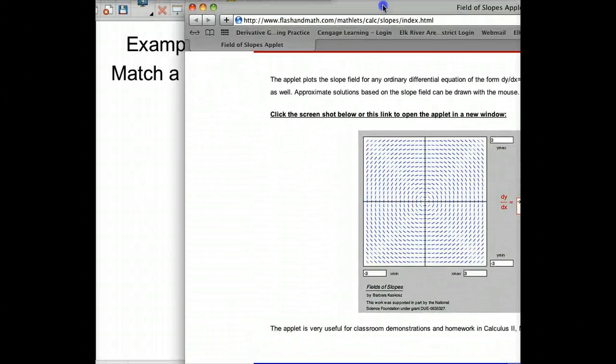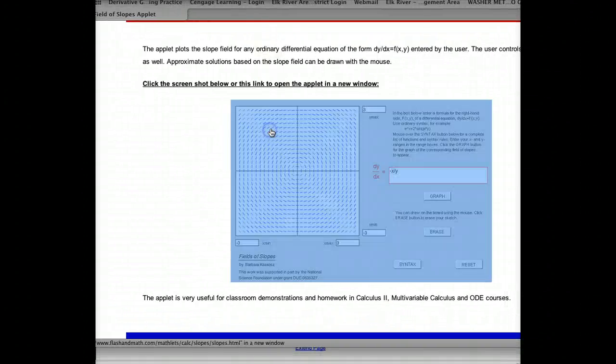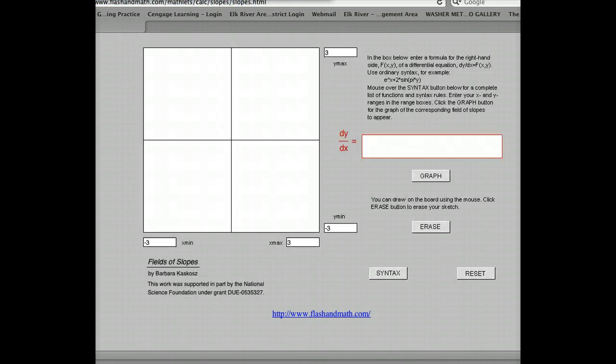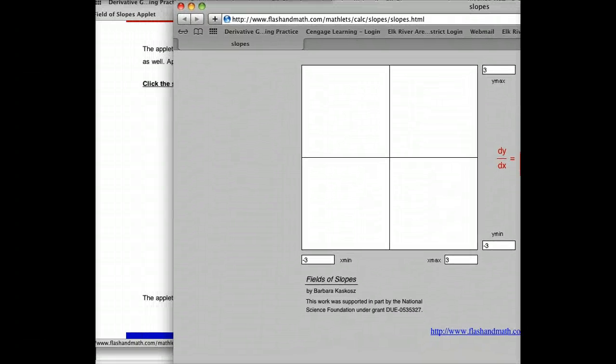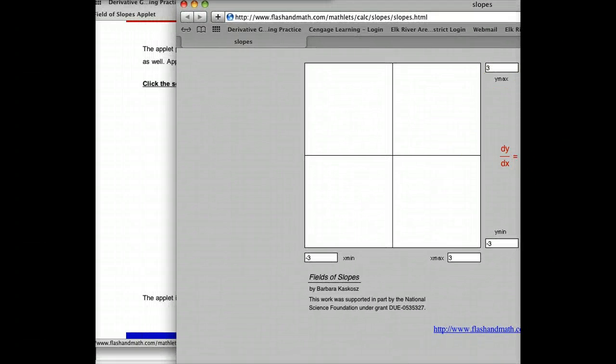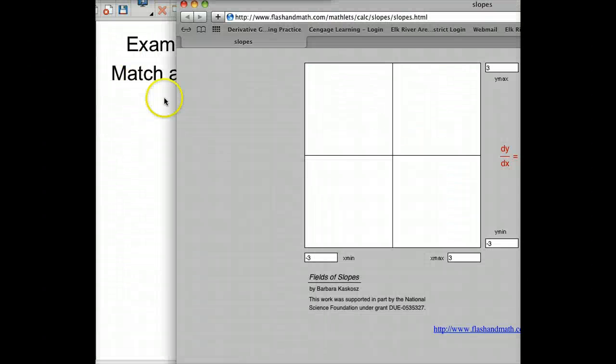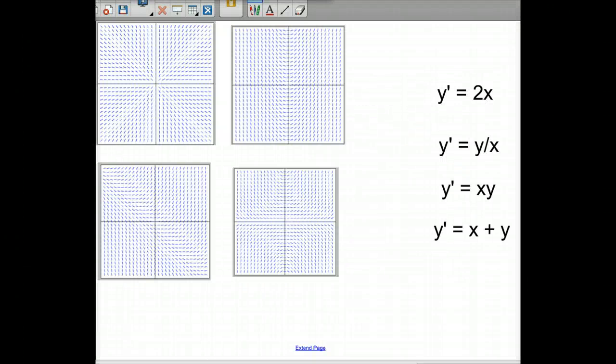So let me give you a couple more. Go to this website, and I'm going to type some in over here where you can't see. And you're just going to be able to see the slope field. I think I did this on the next page. Okay, I did. All right, so you can use that website for practice if you want.